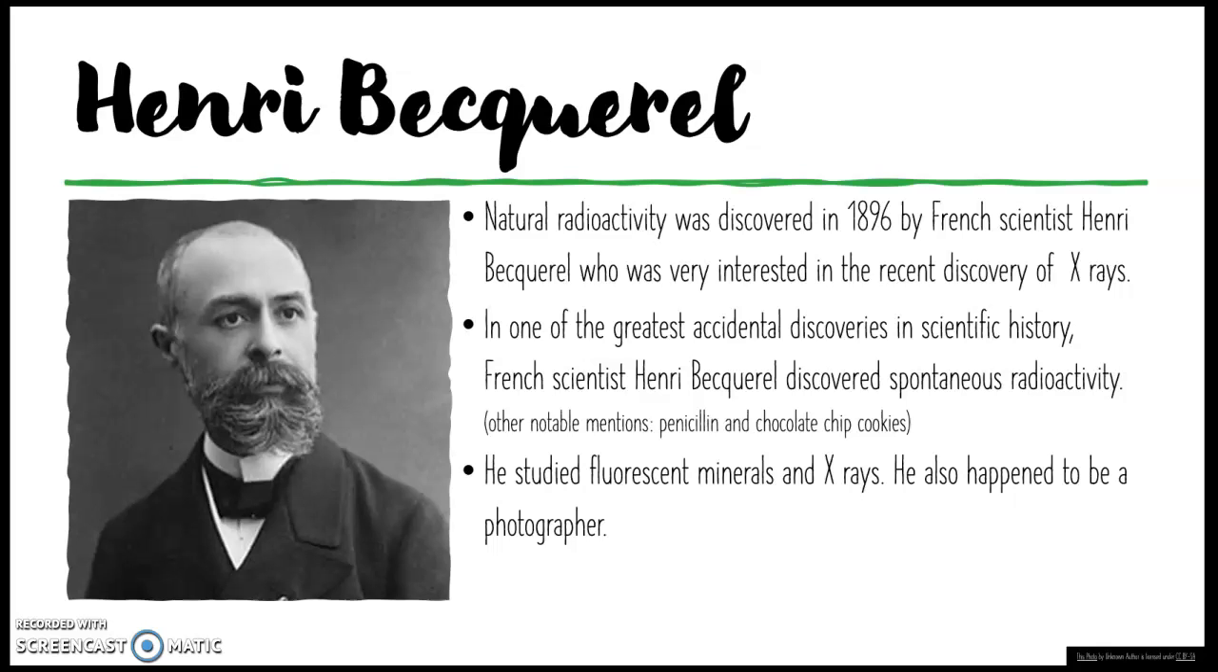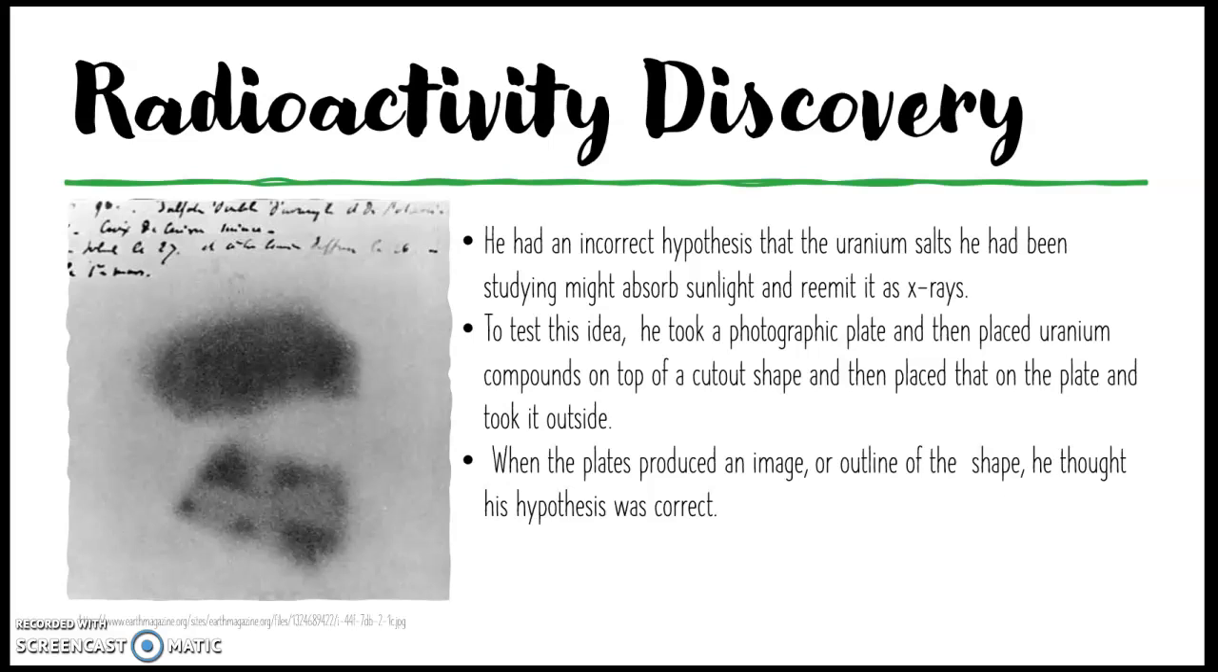Henry B was very interested in the recent discovery of X-rays and fluorescent minerals, and he happened to be a photographer. Combine all those things, he had an incorrect hypothesis that uranium salts he had been studying might absorb sunlight on photographic plates and re-emit them as X-rays.